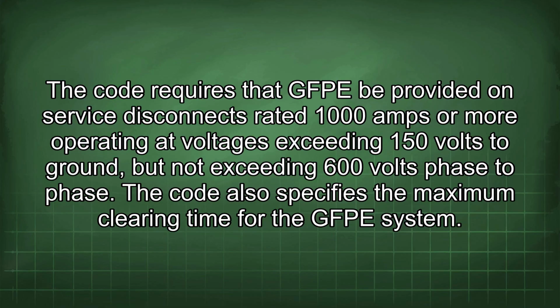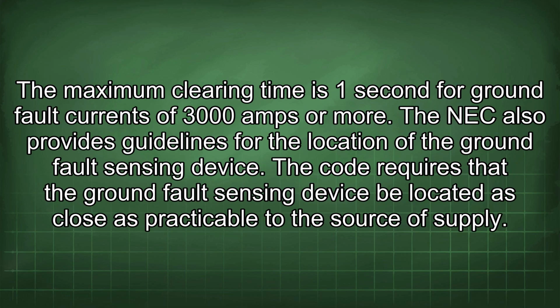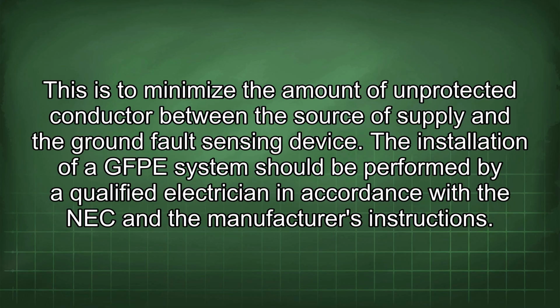The code also specifies the maximum clearing time for the GFP system. The maximum clearing time is 1 second for ground fault currents of 3000 amps or more. The NEC also provides guidelines for the location of the ground fault sensing device. The code requires that the ground fault sensing device be located as close as practicable to the source of supply. This is to minimize the amount of unprotected conductor between the source of supply and the ground fault sensing device.